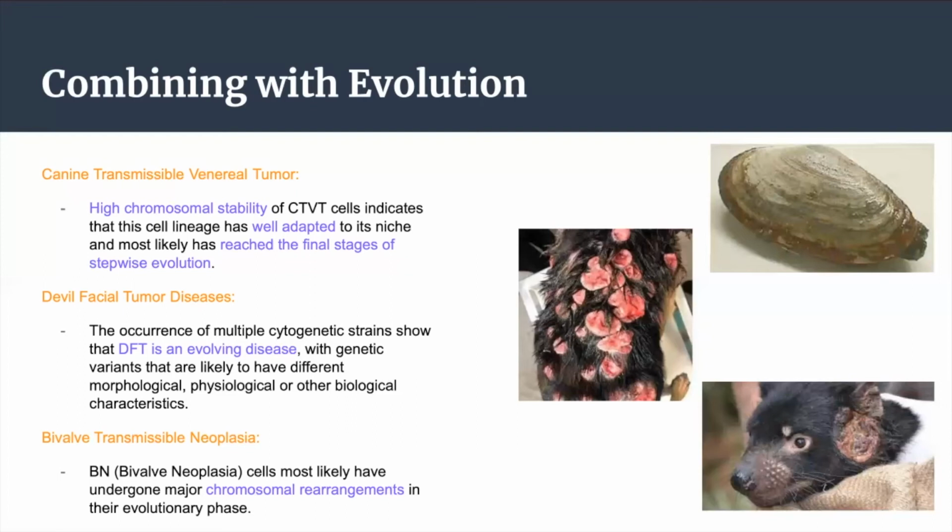Bivalve transmissible neoplasia has been widely described since the 1960s from various mollusks such as clams, mussels, oysters, and cockles across the world. The neoplastic mollusk cells are characterized by higher than normal DNA content and aneuploid karyotypes, indicating that the cells most likely have undergone major chromosomal rearrangements in their evolutionary phase.